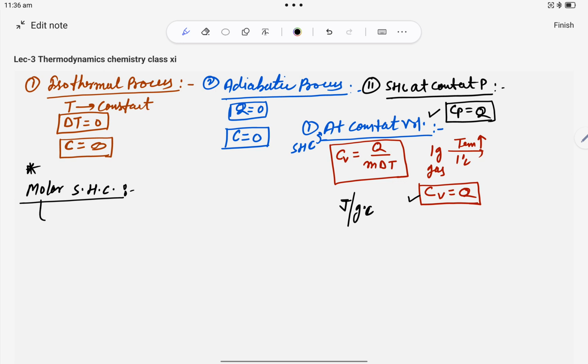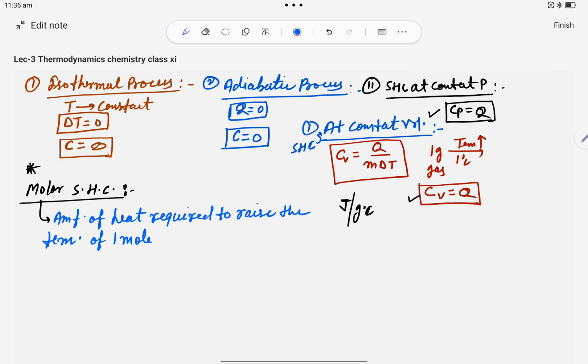What is this definition? Simple. The amount of heat required to raise the temperature of 1 mole of a gas by 1 degree Celsius. So the only difference is here, that time we are talking about 1 gram and here we are talking about 1 mole. So it's a molar.